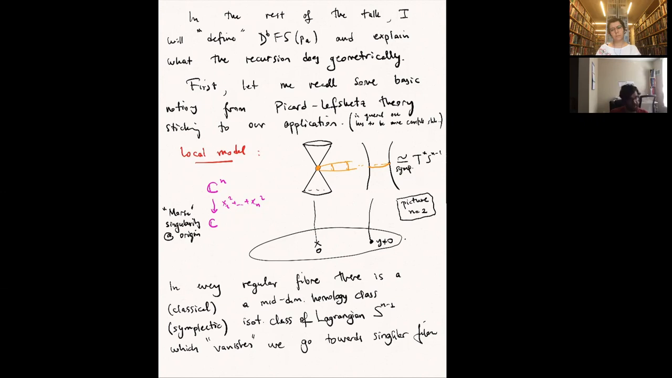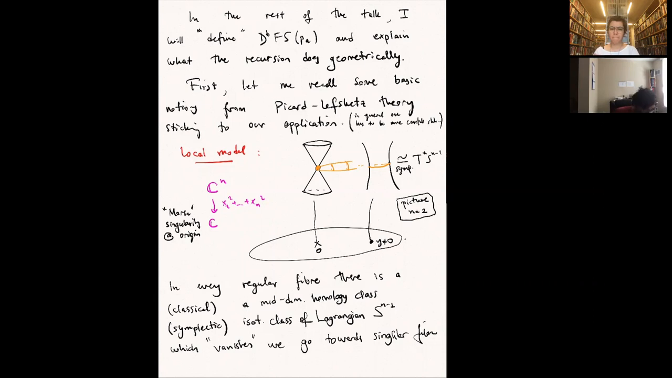And there are two levels of thinking about this object. So the first level is the classical level, where you think of that sphere as defining for you a middle dimensional homology class. Okay, so that would be what you would do in classical Picard-Lefschetz theory. And in the symplectic Picard-Lefschetz theory, you think of that as a Lagrangian sphere.